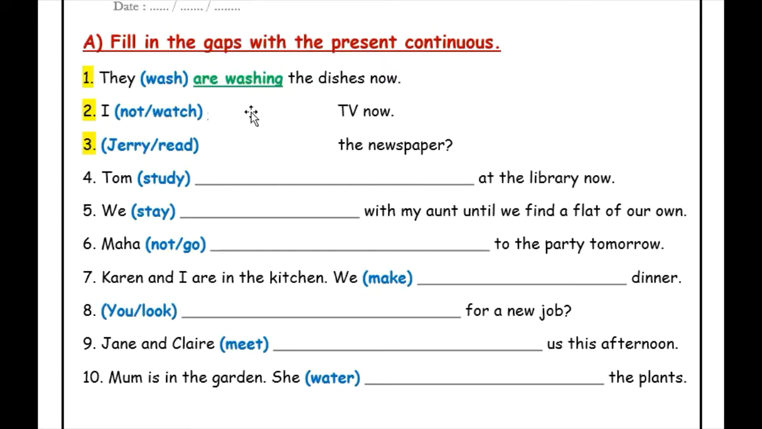Number 2. I not watch TV now. Pay attention, we have to form a negative sentence in the present continuous tense. I am not watching TV now. Number 3. Jerry read the newspaper. This is a question, so you have to pay attention. Okay, here we go. Is Jerry reading the newspaper?